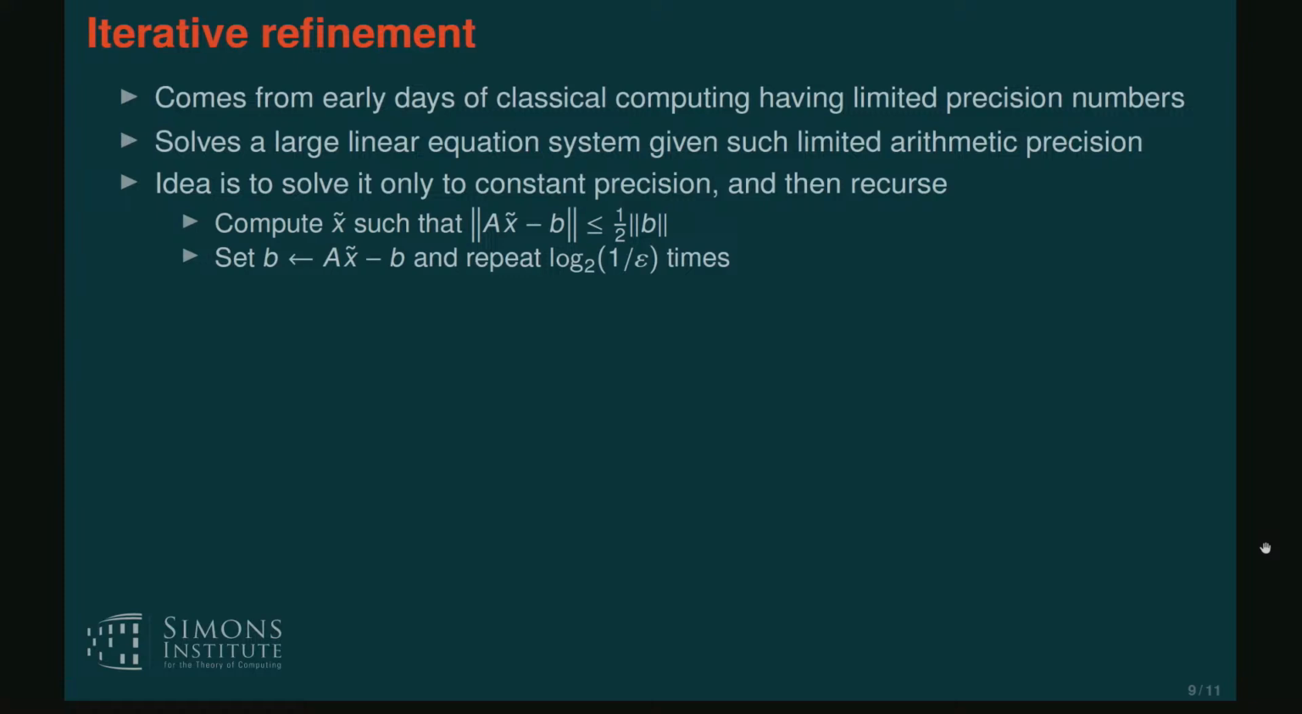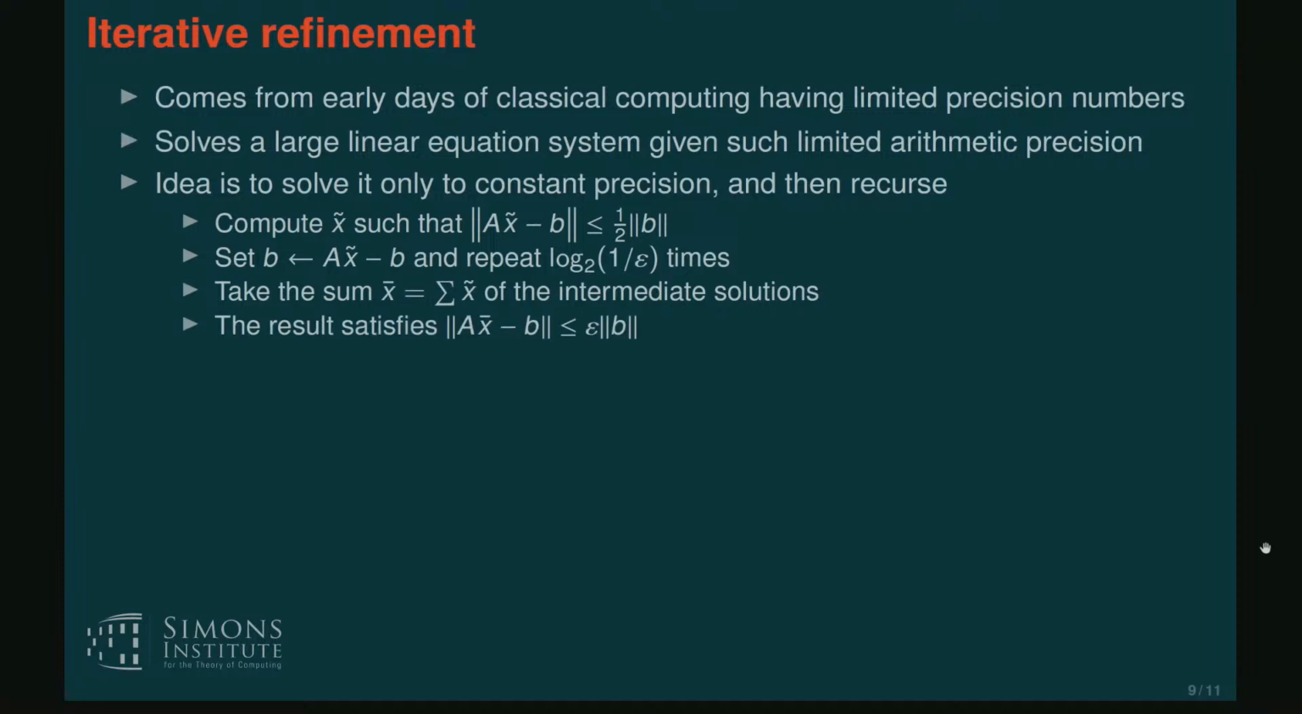And then once you found such an approximate solution, we just update your b to be the slack, that is just Ax tilde minus b, and solve for this problem. And once again, half the precision there, and so on. And so if you repeat this procedure roughly log 1 over epsilon times, then you will get a very, very precise solution to the original problem that you cared about. And so this is iterative refinement for these classical computers. The idea is you sum up all the intermediate solutions, and that gives you your ultimate solution, which will be very close to the thing that you wanted to find.